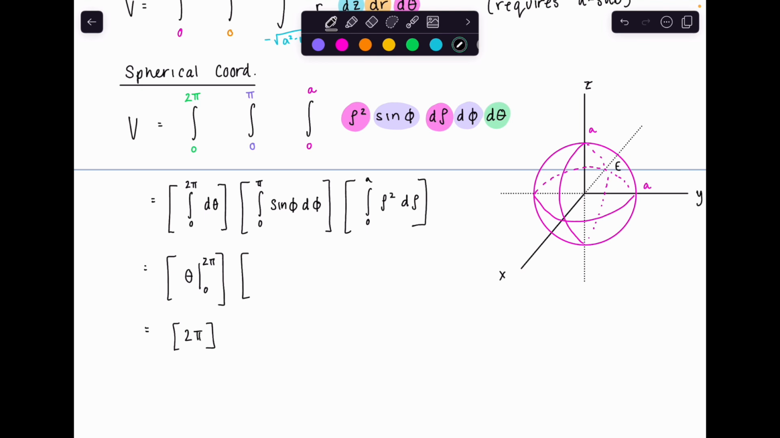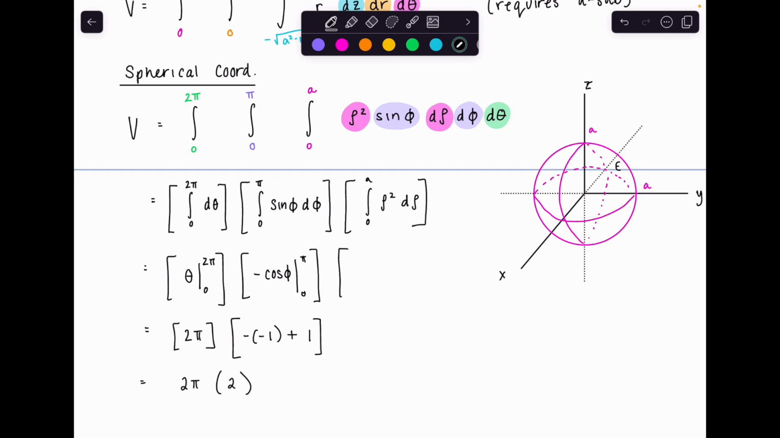Going through the second integral, the antiderivative of sine of phi is going to be negative cosine of phi. And then that's evaluated from 0 to pi. So cosine of pi is -1, so you get -1. Then you've got minus cosine of 0, so it becomes +1. So this really becomes 2 pi times 2 right now.